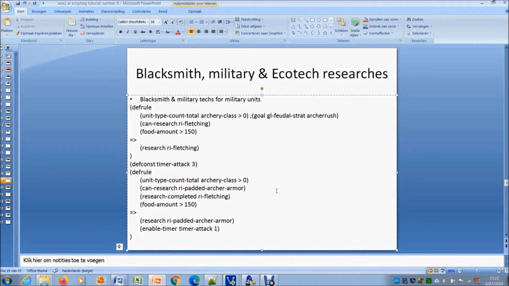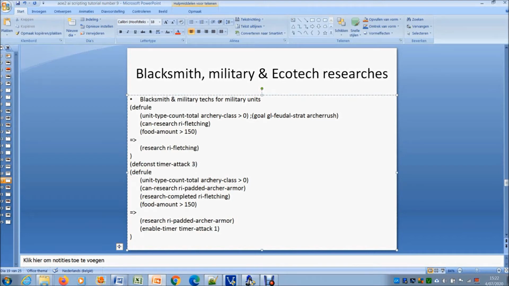So that's also a possibility, but I wanted to put this in also by way of example. We declare a third timer called timer attack. That's our third timer, that's why it's number 3.